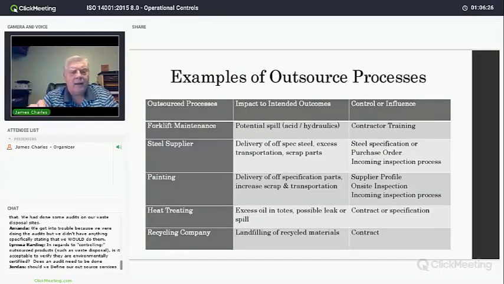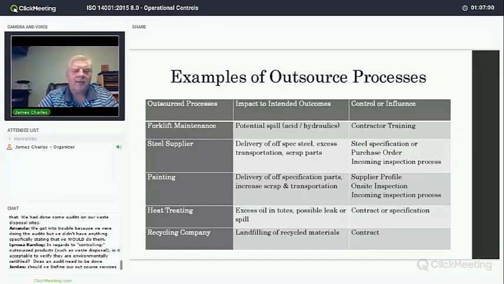I just recently had an organization where they were using a painting company who went through an EPA enforcement action. And as part of that EPA enforcement action, got very close to shutting down that organization, which left my customer without anybody to paint their parts. That's a big deal. That's part of this risk and opportunity thing that they're trying to get us to manage.